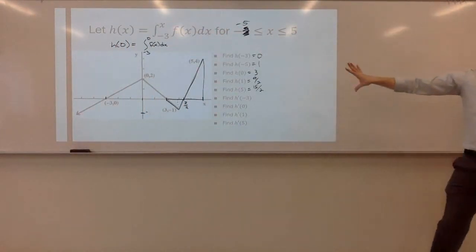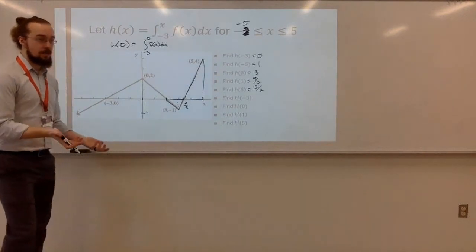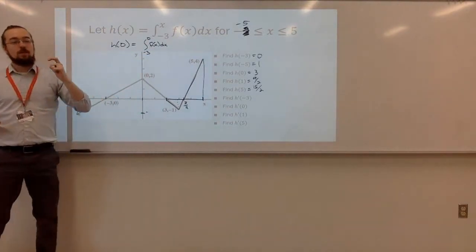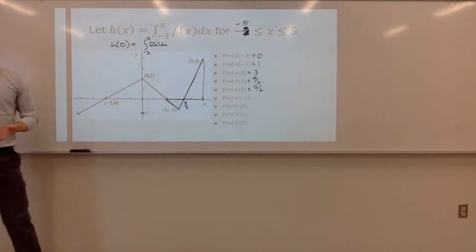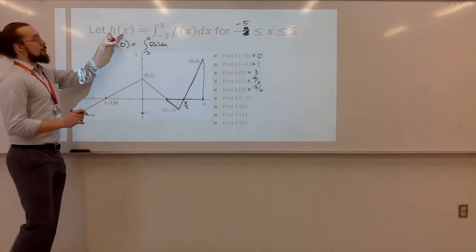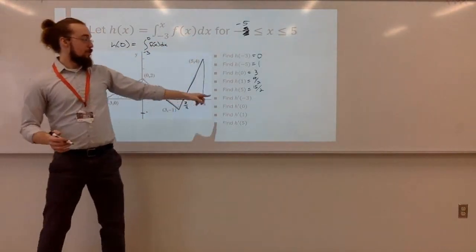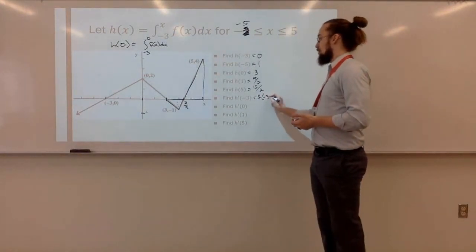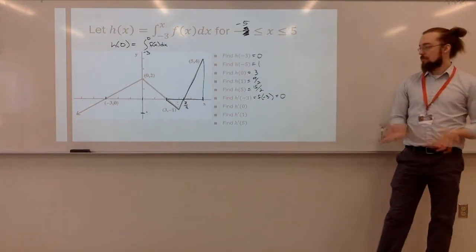So any questions on these first couple? All right. Then the next 4 say find h prime of some value. Well, we're defining h to be the integral of f of x. So h prime, if I take the derivative of an integral, those are inverse operations. We talked about that with the fundamental theorem of calculus. So the derivative of an integral would just be this function. So h prime of -3 is actually the same thing as f of -3, which we can see from the graph that y value at -3 is 0.